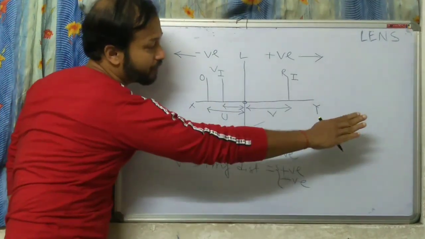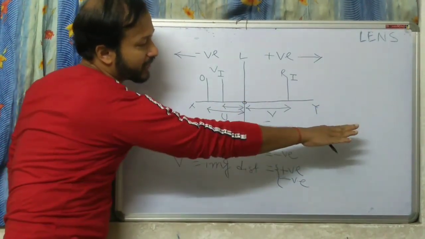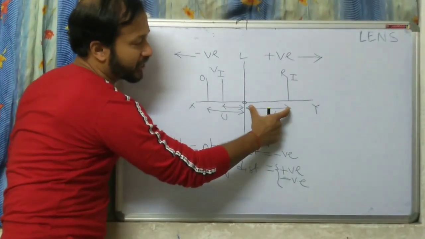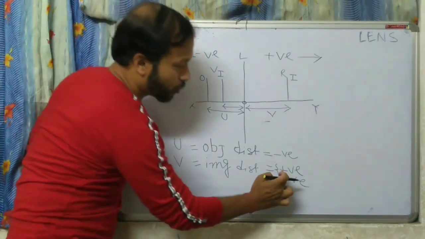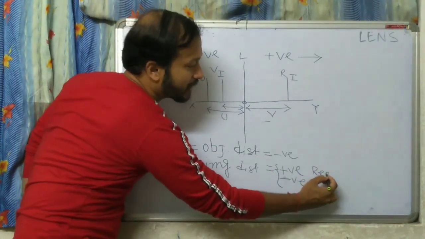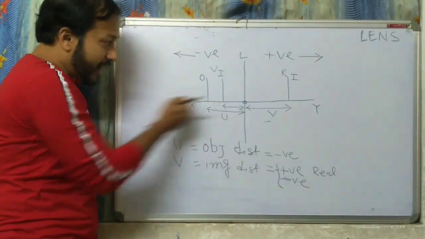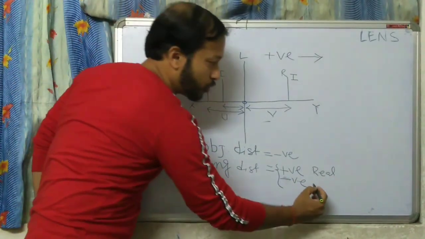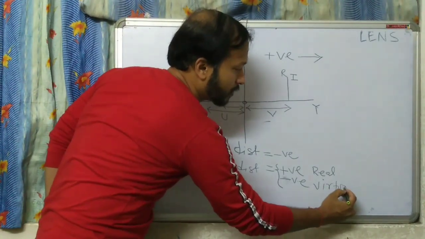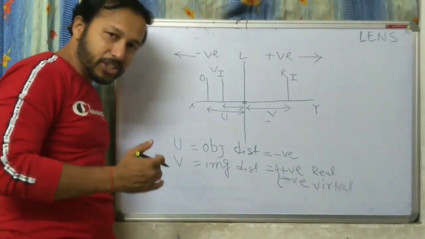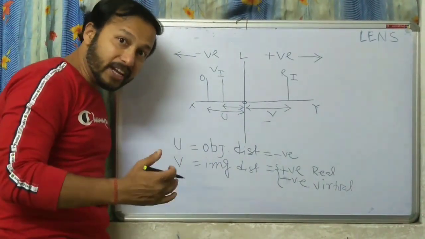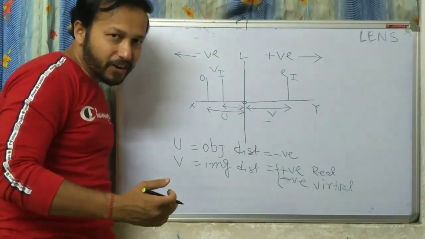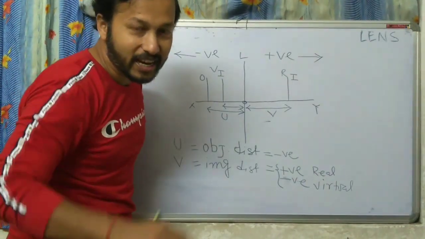If you are getting positive side, this direction, positive direction, that means real image. So positive means real and negative means virtual. This side, negative, virtual. So if it is your real image, then V is positive. If it is virtual image, then V is negative.